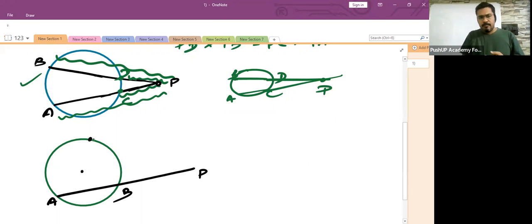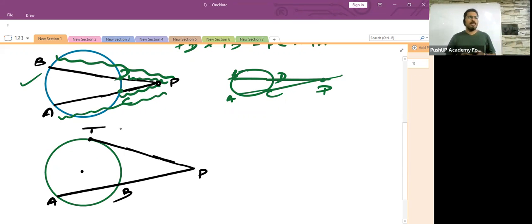And now, from that external point P, I'm drawing a tangent to the circle at point T. So what is PT? PT is a tangent. And AB is a chord, and the chord AB extended further reaches where? At point P. Isn't it? So you can in fact say a chord and a tangent intersecting at a point outside the circle.